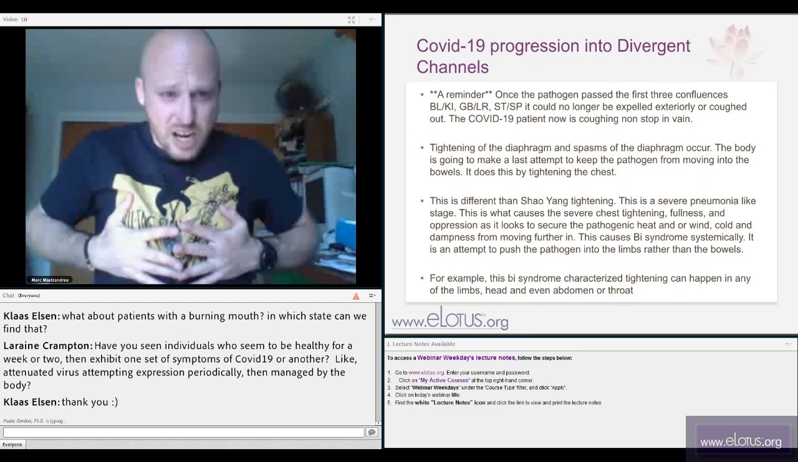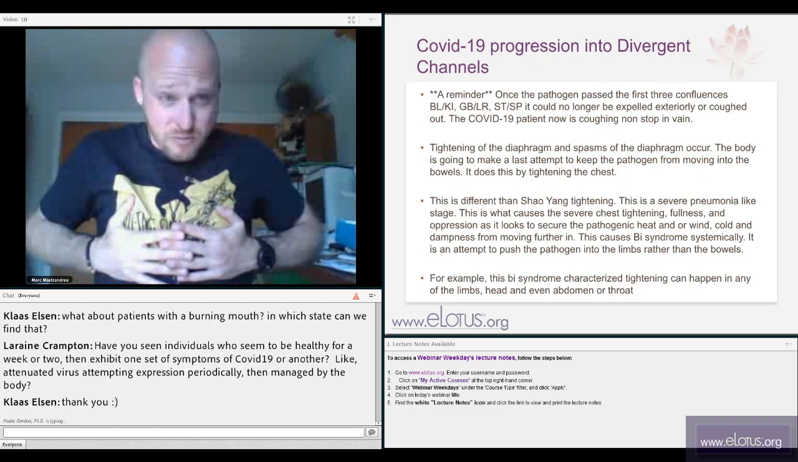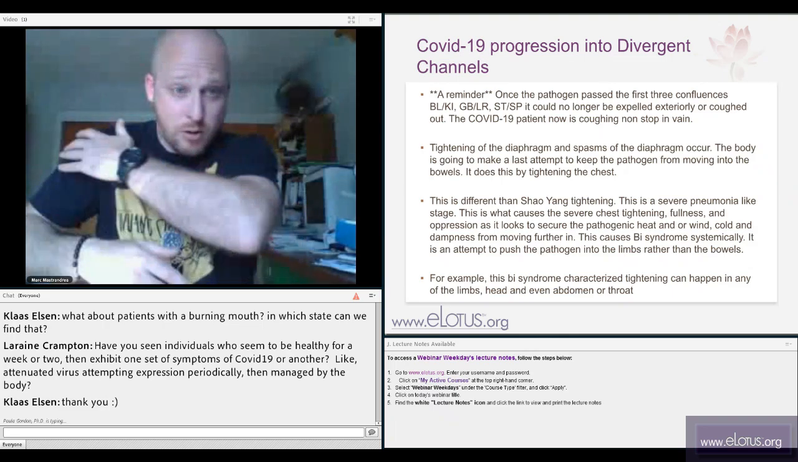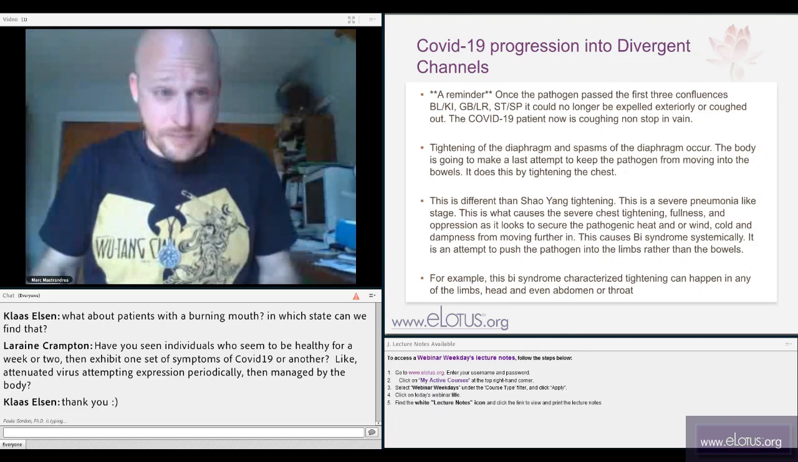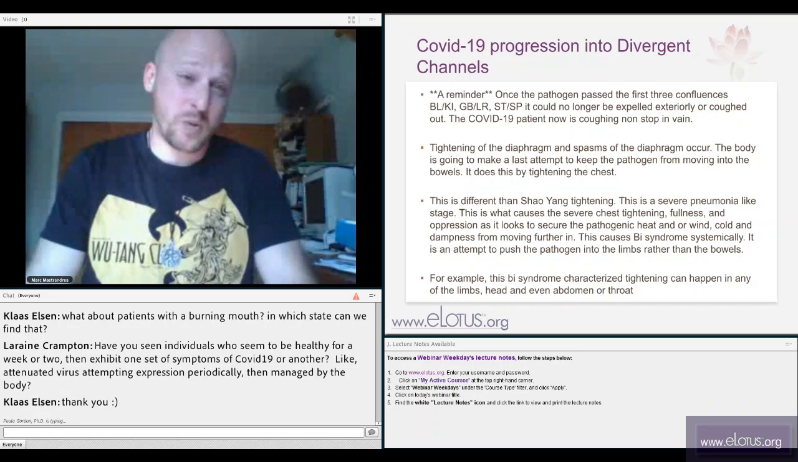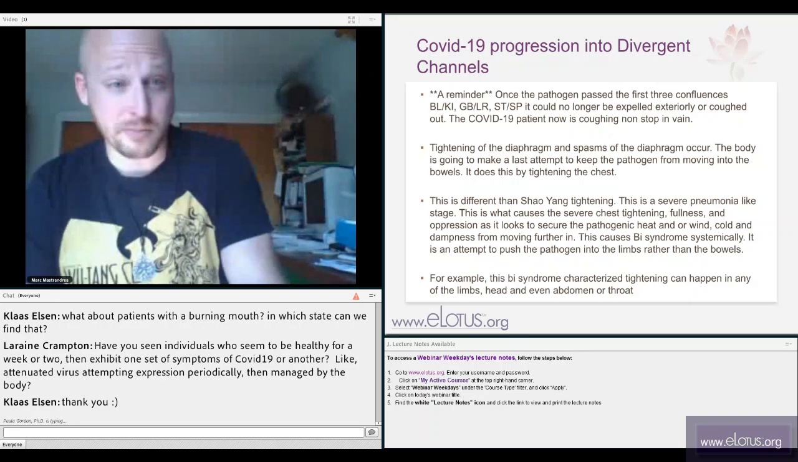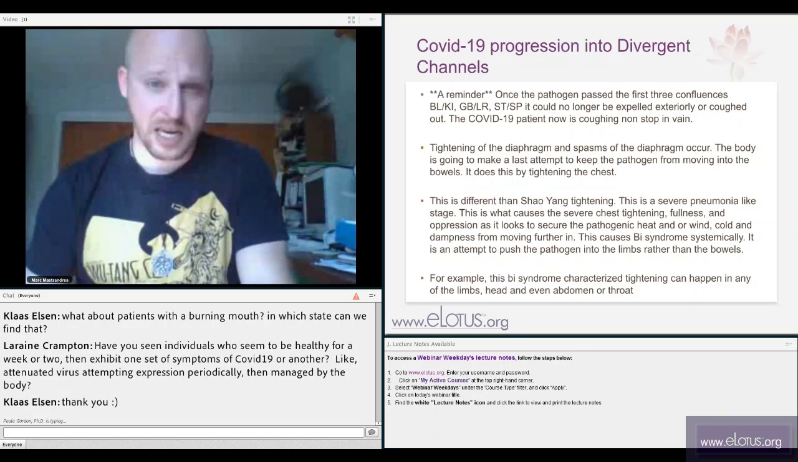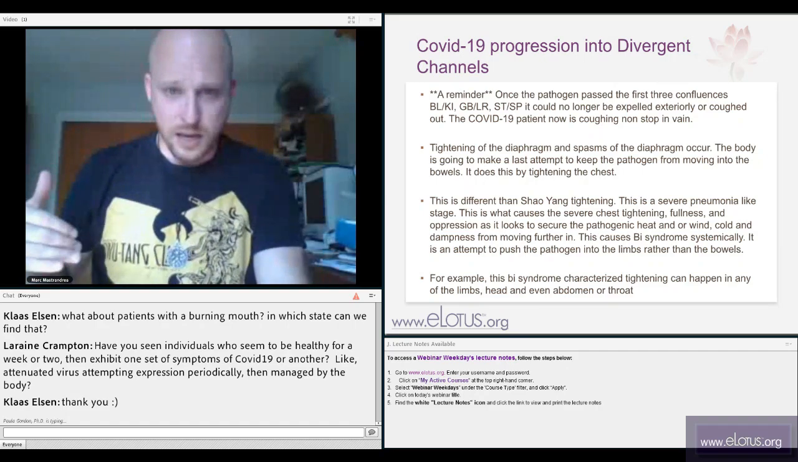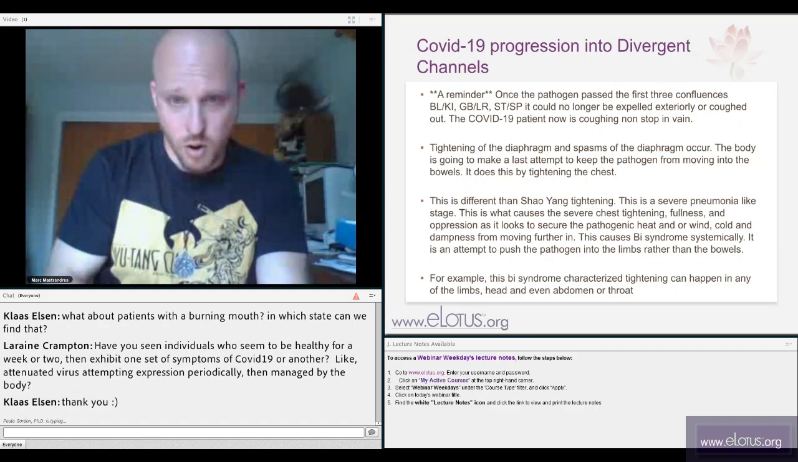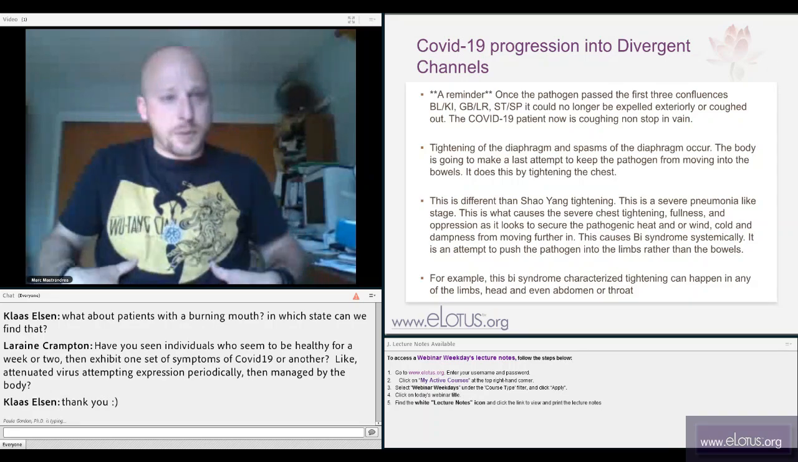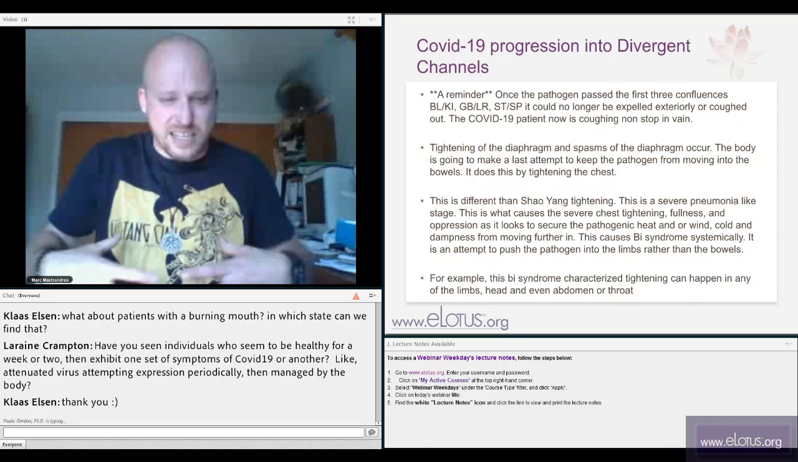So with this tightness, it creates B obstruction. And what's going to happen is it can possibly push it out to the joints, push it out to the limbs. And this is where you start to get B obstruction in the limbs while they're having acute COVID. It can go in the head, it can go into the limbs, it can go to all these different things. It's just tightening, right? It can even go to the abdomen, but trying to keep it out of the bowels, it's just tightening.